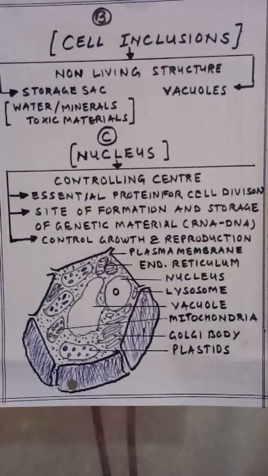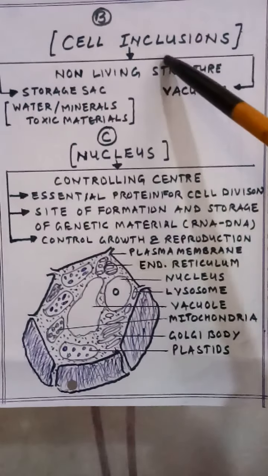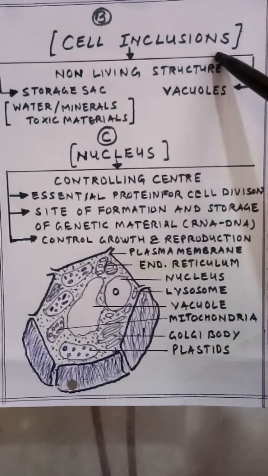So students, yesterday we discussed in brief the various cellular structures, or we can say the various components inside the cell which are working for the survival of the cell itself. I have told you that there are certain living structures and certain non-living structures also. For example, the non-living structures are said to be the cell inclusions.